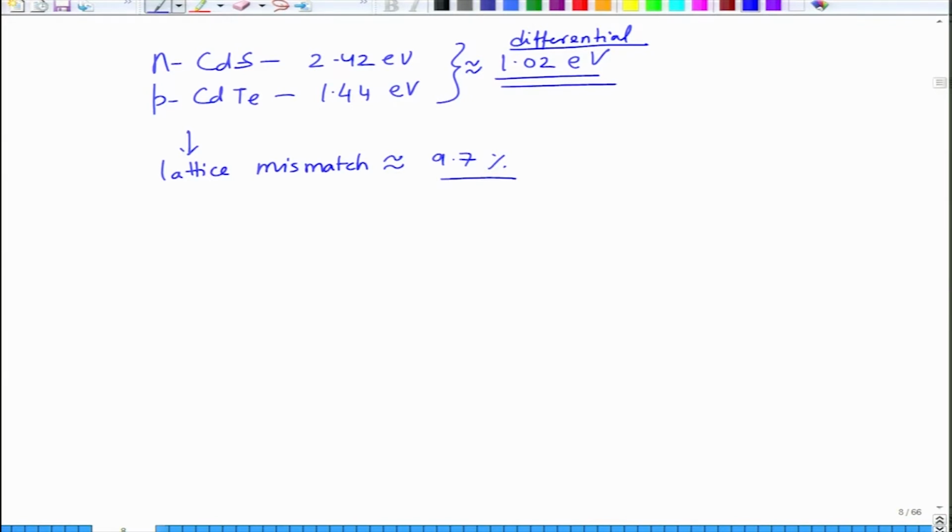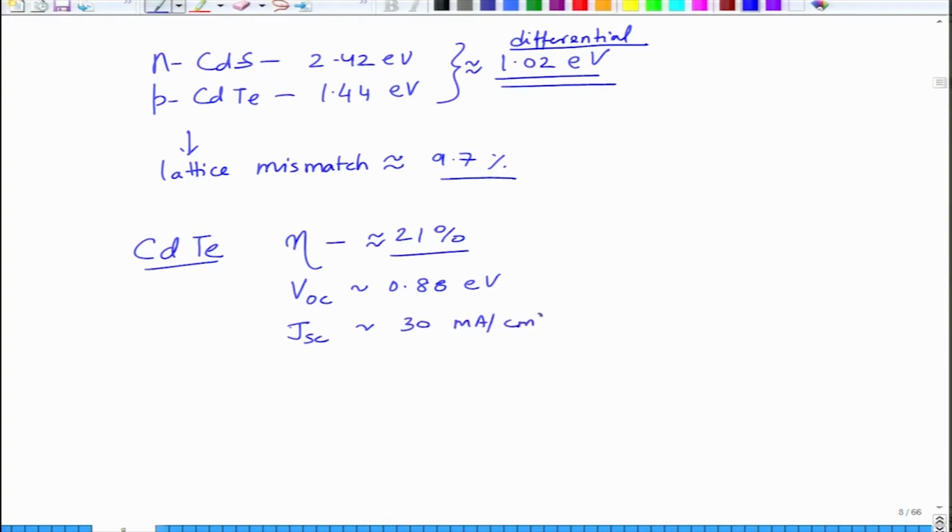So these materials give you very high efficiencies. Right now cadmium telluride based solar cells have efficiencies of the order of nearly 21%. It may have changed, and they give you a VOC of about 0.88 V approximately, and a JSC of about 30 milliamps per centimeter square. This is at the cell level, not at the module level. Okay, at module level it's lower, and the fill factor is nearly 80%. And the company which is very gung-ho about this technology is First Solar. First Solar is one of the biggest manufacturers of cadmium telluride solar cells in the world, and this technology has a lot of potential.